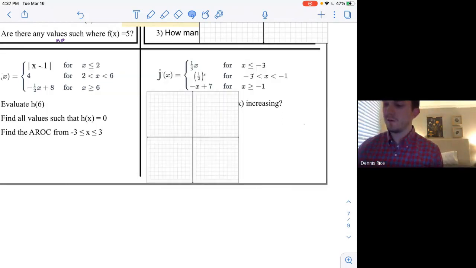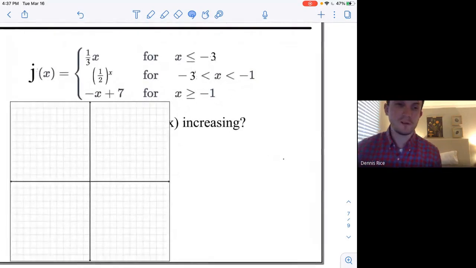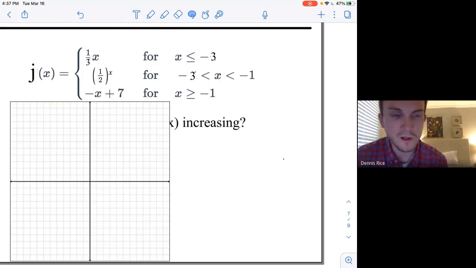So after you graph your piecewise tomorrow, you're going to evaluate like what we saw in the review sheet. Like, oh, what is J of 2? Where does J of X equal 5? Ignore the increasing part. We're just using this for the graph part. Okay. So let's start. We'll do this all together.